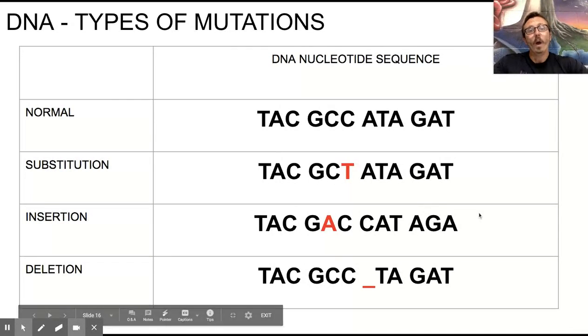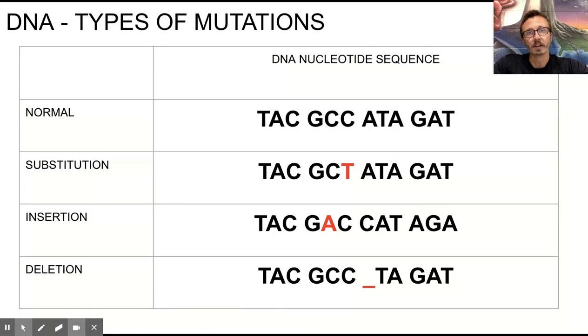Now, where these mutations occur is also very important to consider. Mutations that occur in our somatic cells will only influence us, right? So if I were to spend too much time out in the sun and I end up with some form of skin cancer that resulted from mutations in my skin cell, that's not something that I can pass on to my offspring, right?